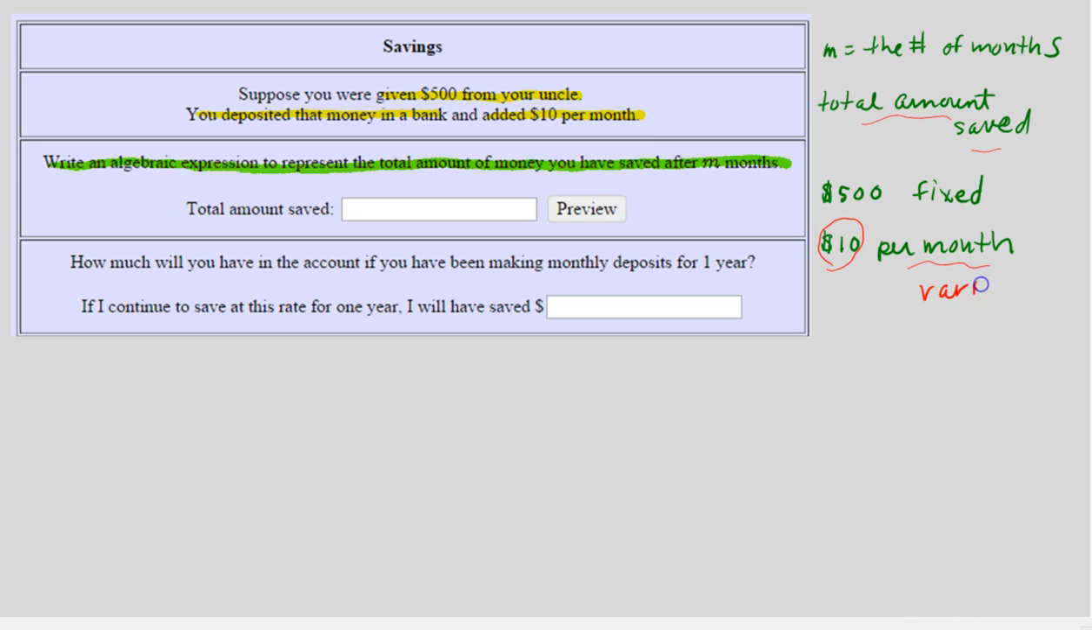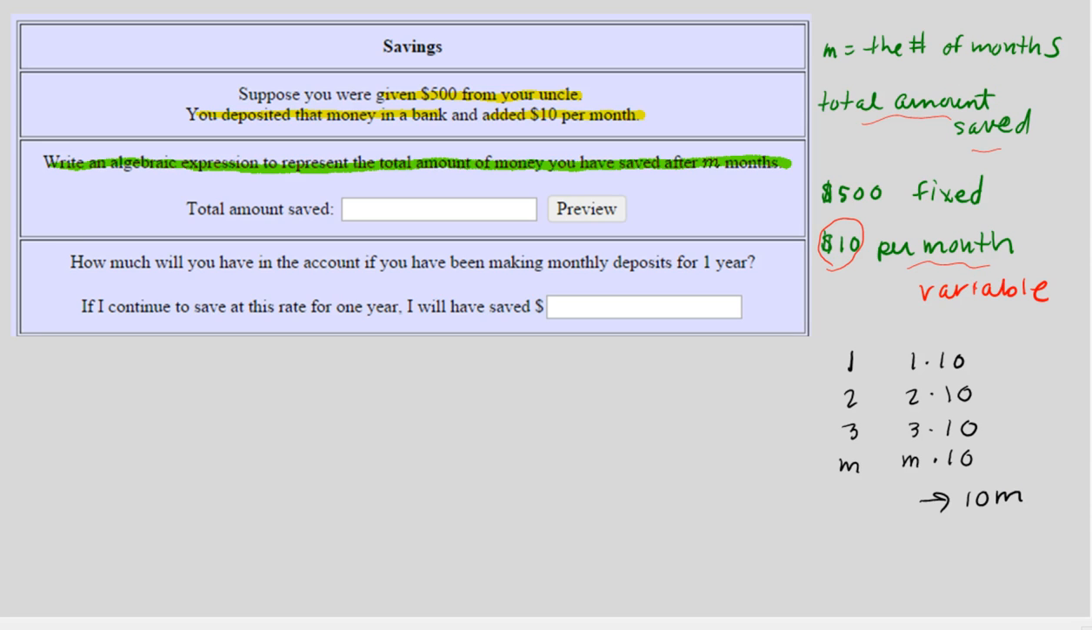So we're going to say this is the variable amount. Okay. So for example, if you saved 1 month, you would put in one $10 bill. 2 months would be two $10 bills. 3 months would be three $10 bills. And then if we have M months, we would have M $10 bills, or M times 10, which again we write as 10M. So this part is going to be variable depending on the number of months that you're saving.